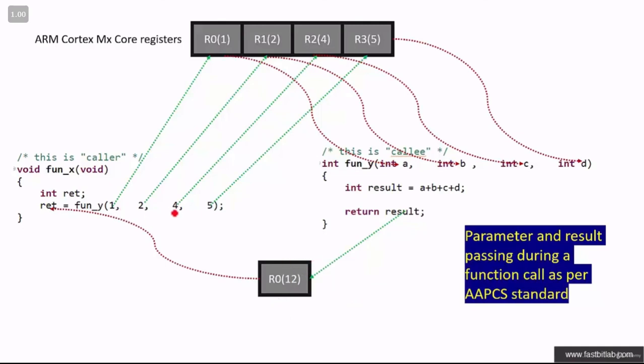But what if the arguments are more than 4? What if it is 5 or 6 or 10? Function y sends 6 arguments.